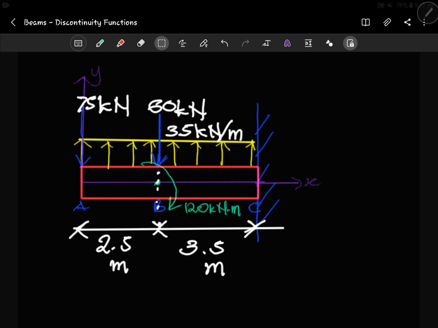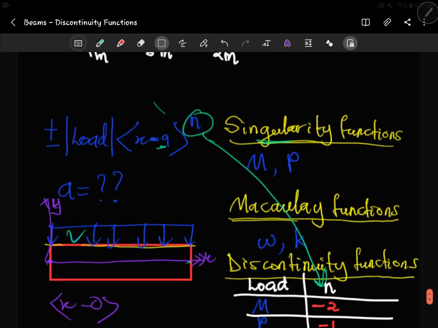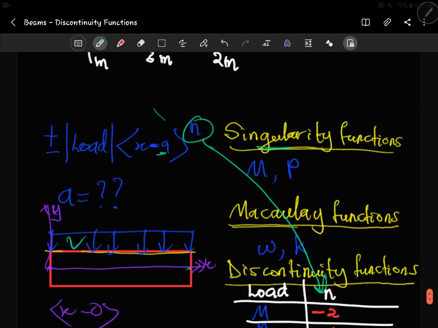Okay. Before I finish, one thing about the discontinuity function is that this a right here is basically the starting point of the load. Another thing is that whenever you start it, the function assumes that wherever I start, it takes it to the very end.